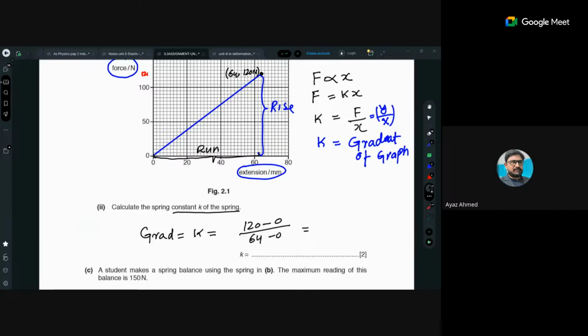Do you have any calculator with you? 1.875. Yes, 1.875. But the important thing is this is Newton per millimeter. So I have to convert this 64 into meters. This is 64 millimeter. So what I have to do, I would write 120 divided by 0.064. Now let me know what is the value.